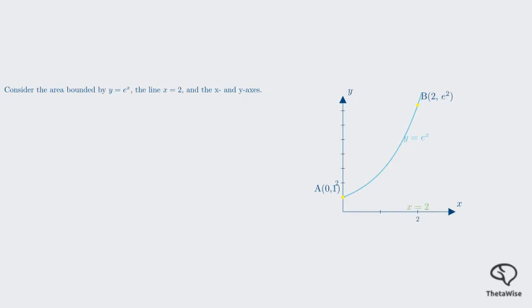The y-coordinate here would be e to the power of 2, which is about 7.39. Our bounding lines are also the x-axis, where y equals 0, and the y-axis, where x equals 0. The area bounded by all four is this region you see shaded in gray. Our task is to find a strip that makes finding this area as straightforward as possible. Let's see what happens if we choose a horizontal strip.